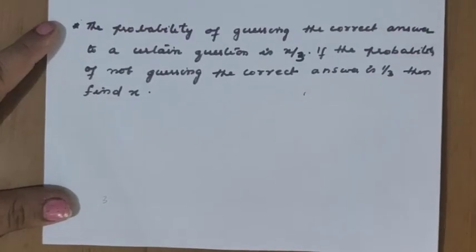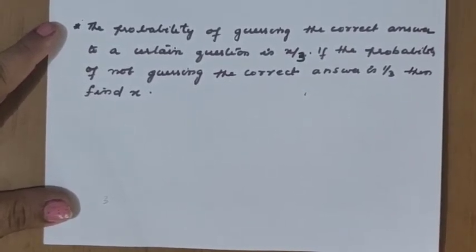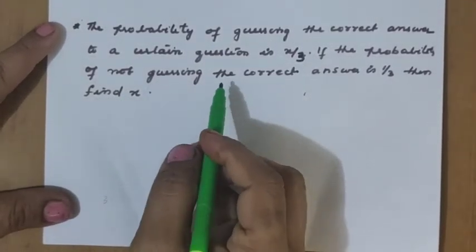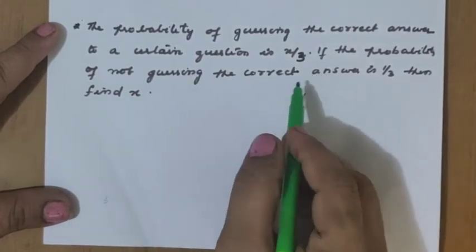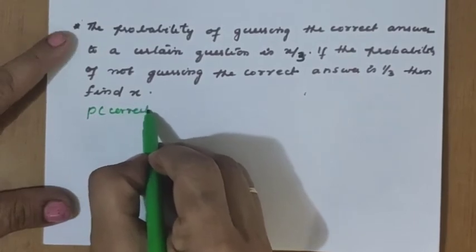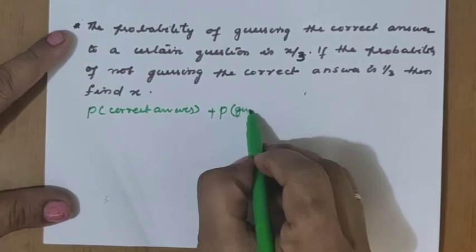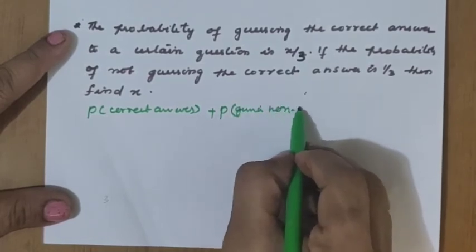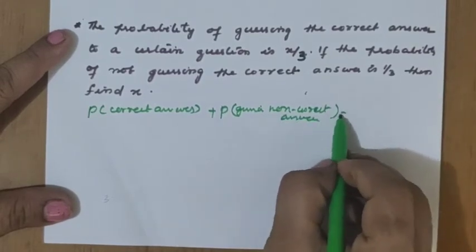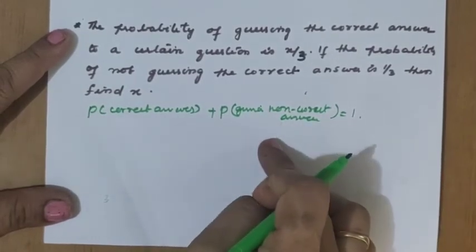The probability of guessing the correct answer to a certain question is x by 3. If the probability of not guessing the correct answer is 1 by 3, then find x. In this question we have to follow the sum of the probabilities. So we know that probability of guessing the correct answer plus probability of guessing the non-correct or wrong answer is equal to 1 only.